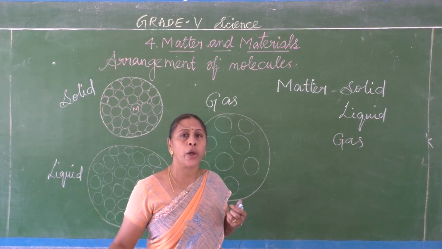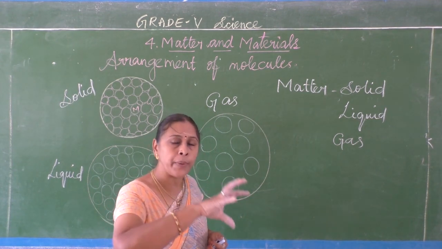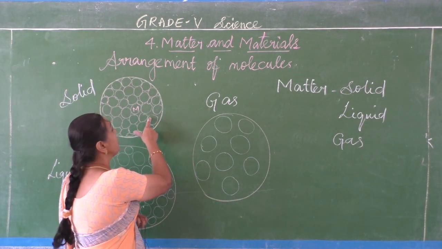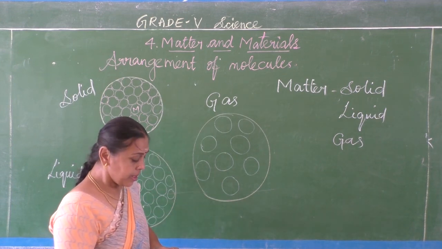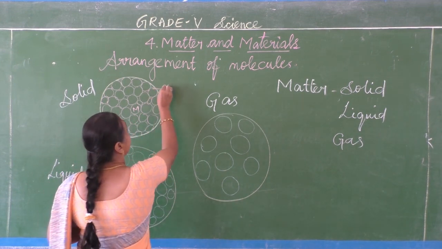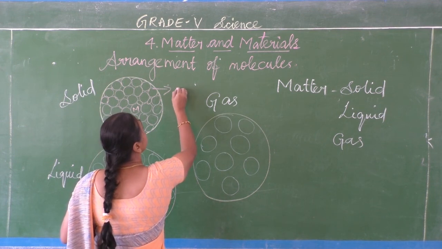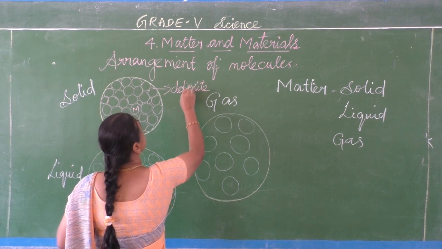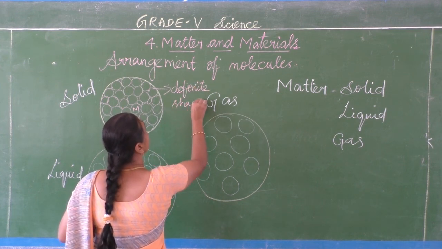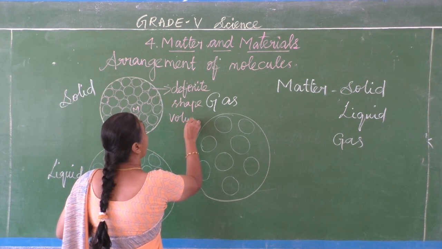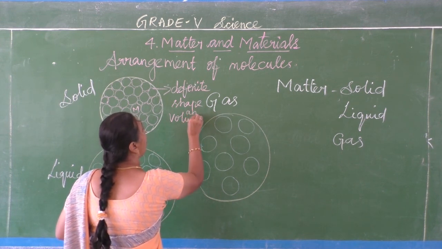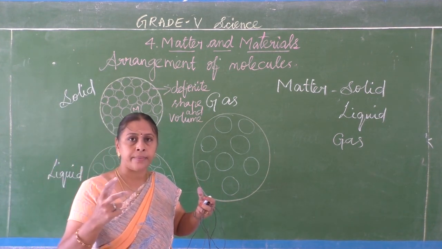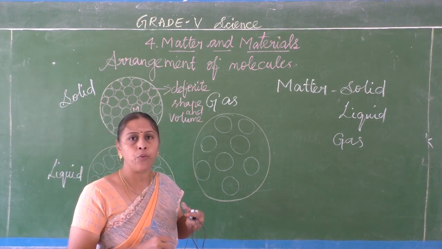The properties depend on how the molecules are arranged. For example, as the molecules are very tightly packed, the solid gets a definite shape and volume. They have definite shape and volume.